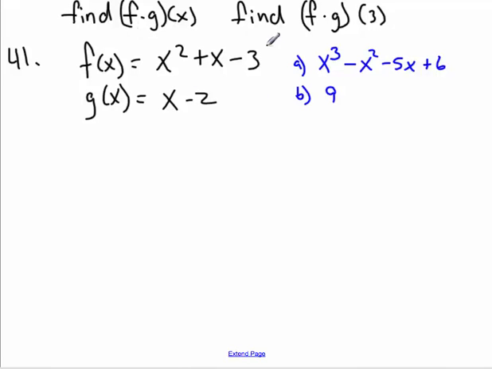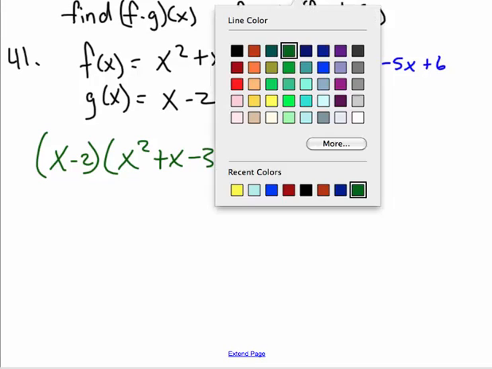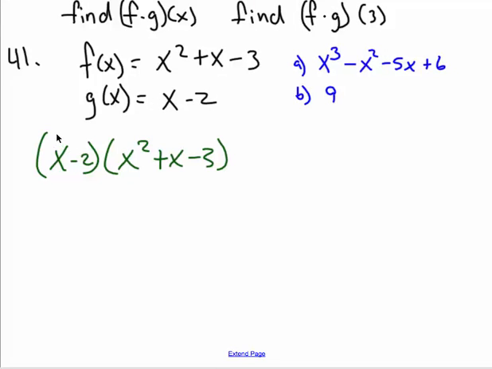Okay, and we've done this one, f times g of x. So this is just x minus 2 times x squared plus x minus 3. And we'll take the first one times the first one, x cubed, first one times the next one, plus x squared, first one times the last one, minus 3x.